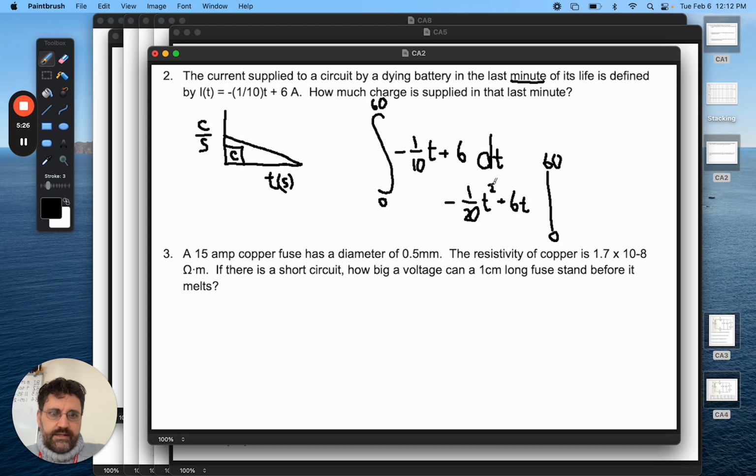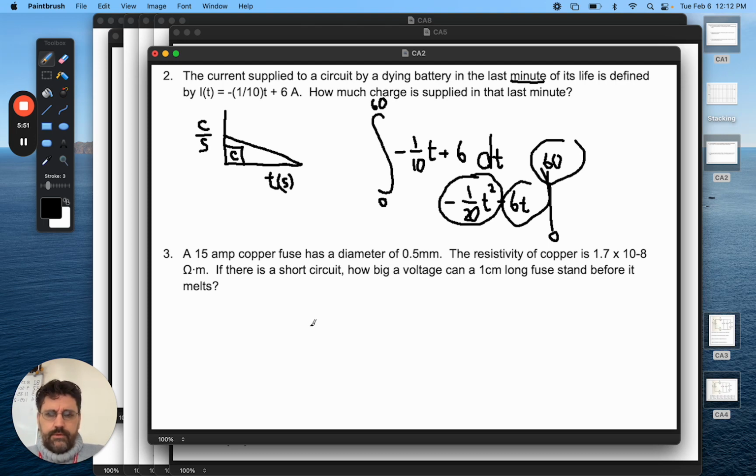So basically plug in 60 for both t's, subtract, and then sum that all up, subtract, putting in 0 for both t's. If you put in 0 for both t's, you just get 0. So really you're just evaluating at 60 and you're done. So 60 squared, I think you get like -180 for this term, and then plus 360 for this term, which adds up to 180 coulombs.